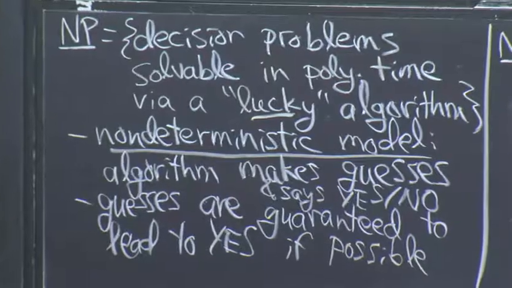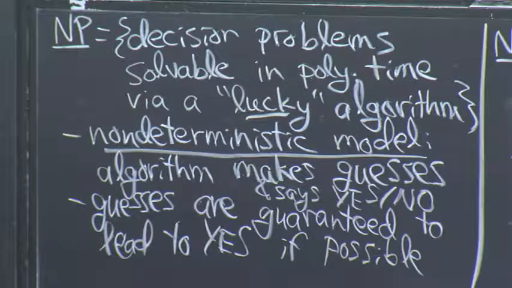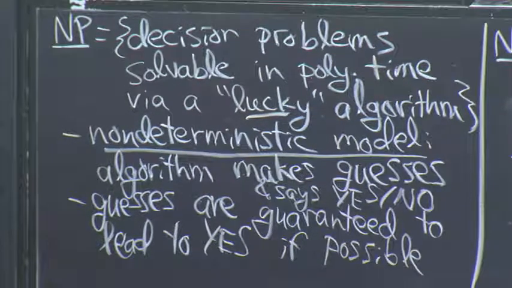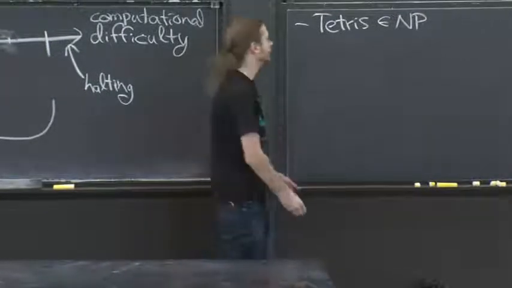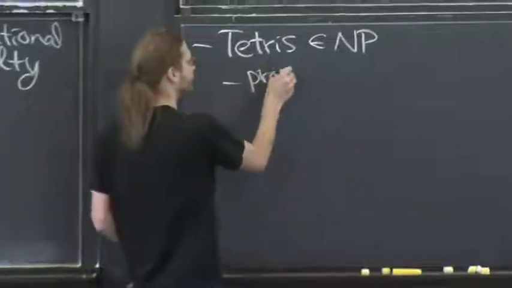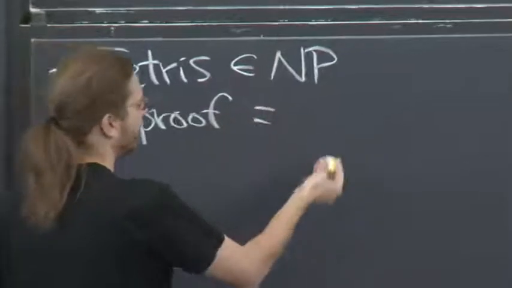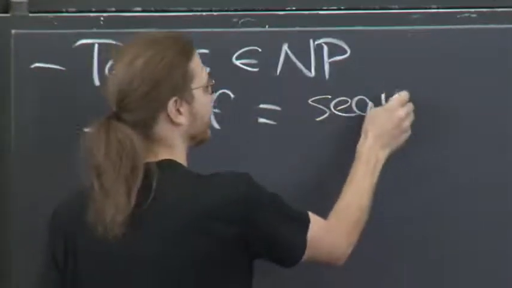Well, I could give him a really hard Tetris problem. Say, can you survive these pieces? And he says, yes, I can survive. And how does he prove to me that he can survive? Well, he just plays it. He shows me what to do. So proof is a sequence of moves that you make.